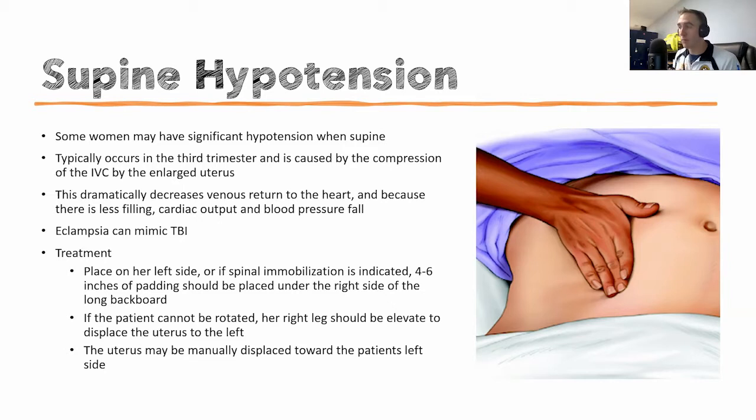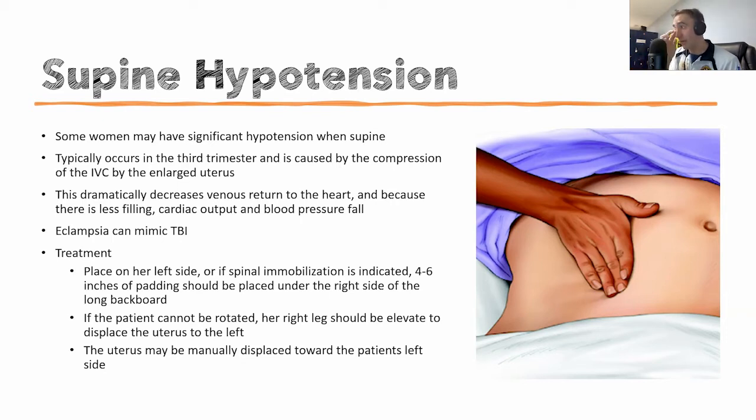So how do we treat supine hypotension syndrome? Well, if they're mobilized, which you can get them off the backboard, but if they are mobilized, then you put padding under the right side of the board, about 4 to 6 inches, just to bring the abdomen or the uterus to the left a little bit off the inferior vena cava. If you can't do that, then you can elevate the right leg, which could displace the uterus to the left. If they're in cardiac arrest and you need to do CPR, this is also true for just regular cardiac arrest in a pregnant patient. You can manually displace it, but you have to hold it. You have to assign somebody to manually displace the uterus to the left.